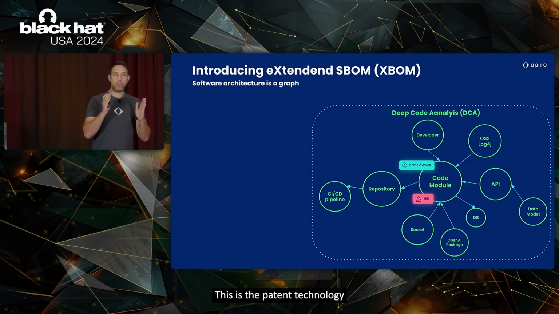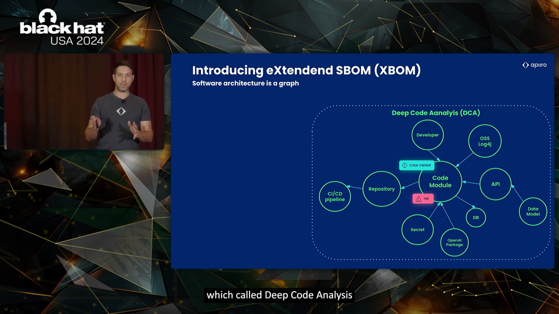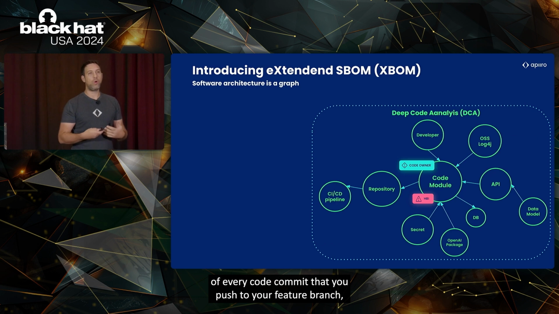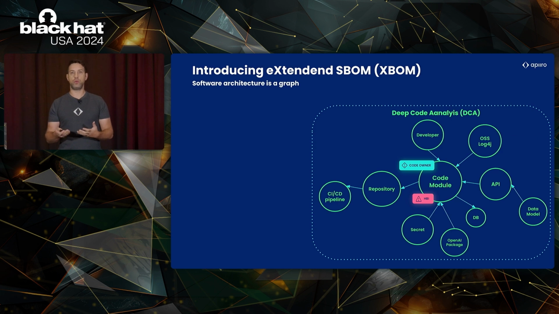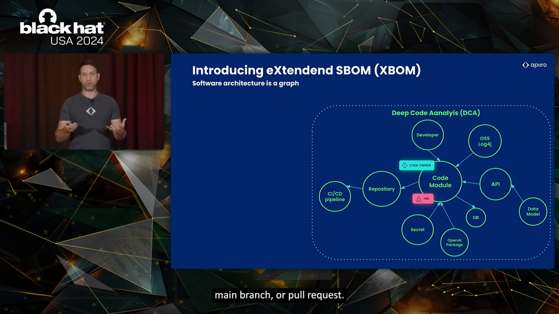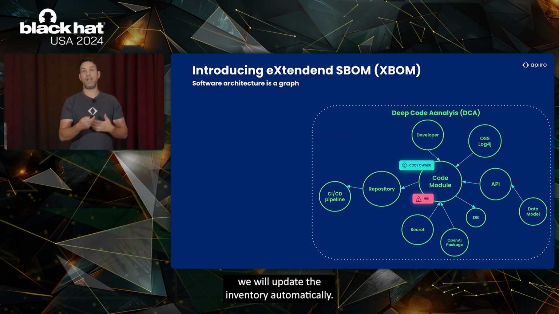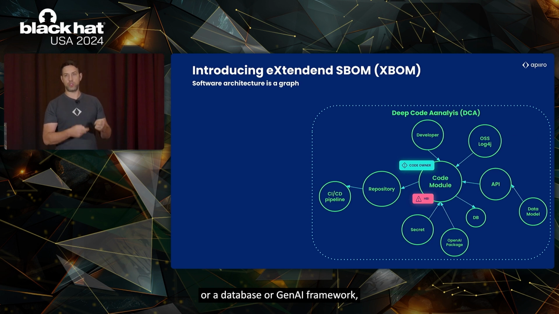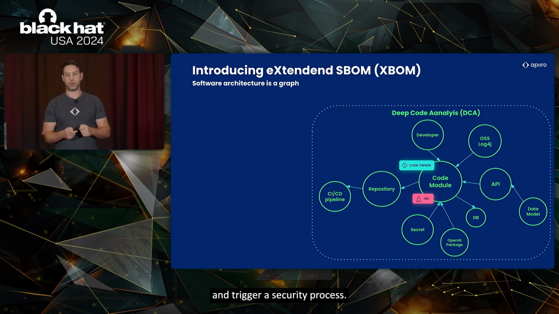This is the patented technology that we've built in the last 4.5 years, called deep code analysis, that maps everything and tracks the changes of every code commit that you push to your feature branch, main branch, or pull request. So let's say I added a new API, we will update the inventory automatically. If I change the logic of an API or a database or GenAI framework, it will be classified as a material change and trigger a security process.